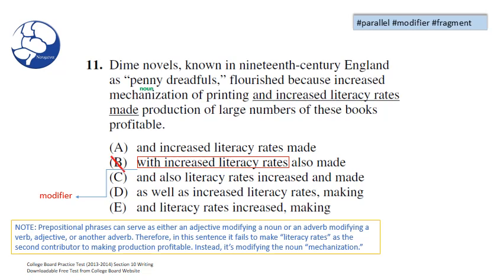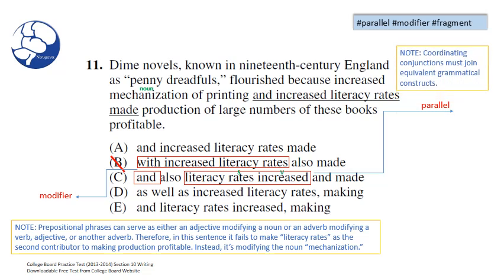In C, we have our coordinating conjunction and present, but we have a different problem. We have a parallel problem in C. As you know from the function and use of coordinating conjunctions, they must join equivalent grammatical constructs. As you can tell by our underlined portion of the sentence, we have increased mechanization of printing. Well, modifiers aside, essentially we just have our noun here, mechanization. Then we have our coordinating conjunction and.